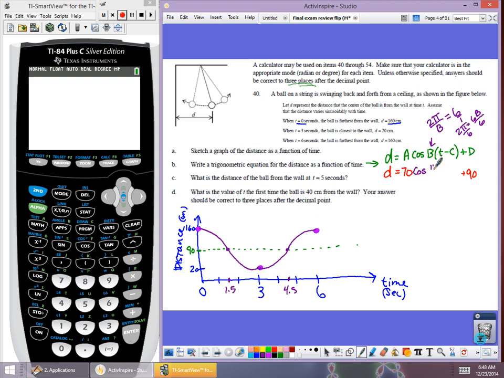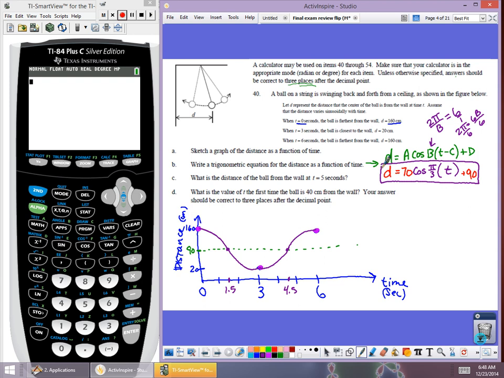So cosine of pi over 3. And then we want to see, okay, is there a phase shift? Did we shift over before we started our cosine function? And we didn't. We started at 0. So we're just going to write t in there. And that finishes our equation.